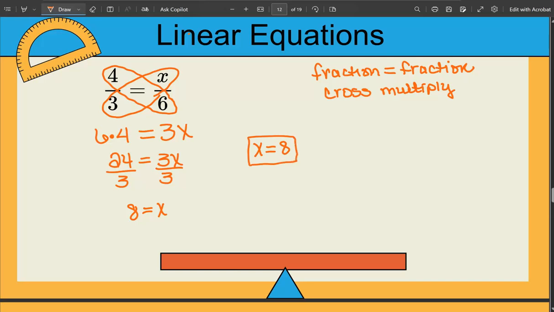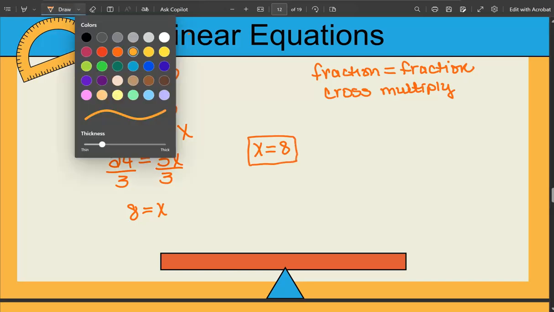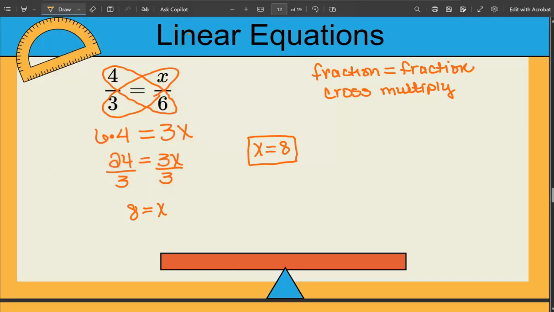The key thing to remember here is when you're doing your cross multiplication, you have 3x equals, and then you do the other side. And it doesn't matter which way you go. You can do the 3 times x first and then do the 6 times 4. It doesn't matter.